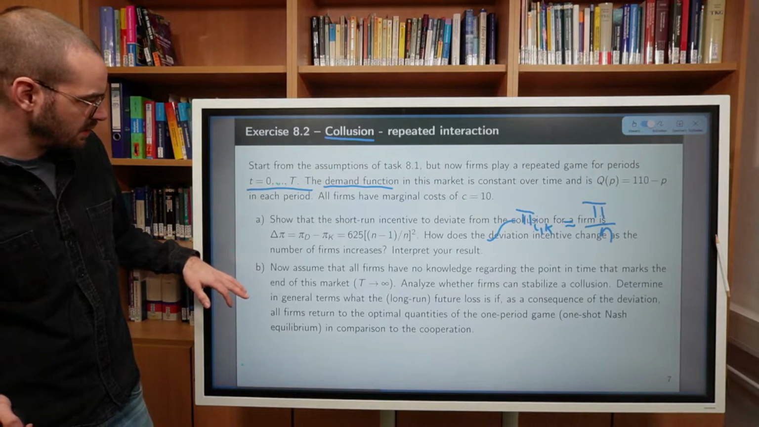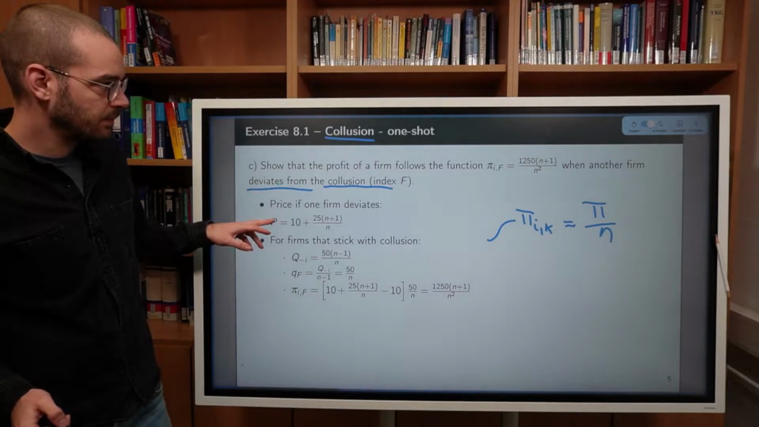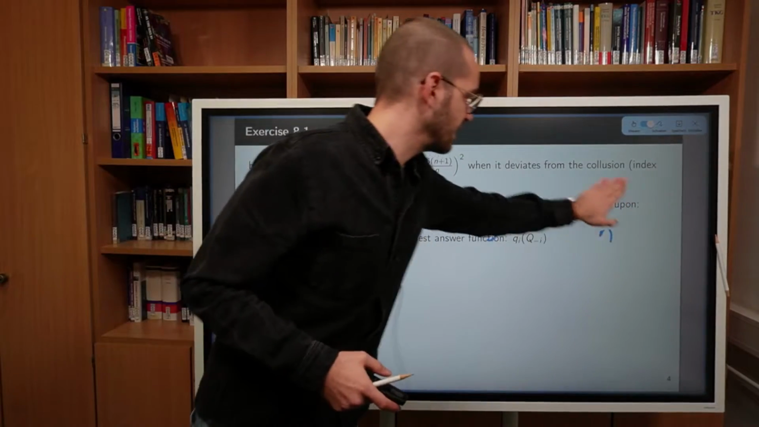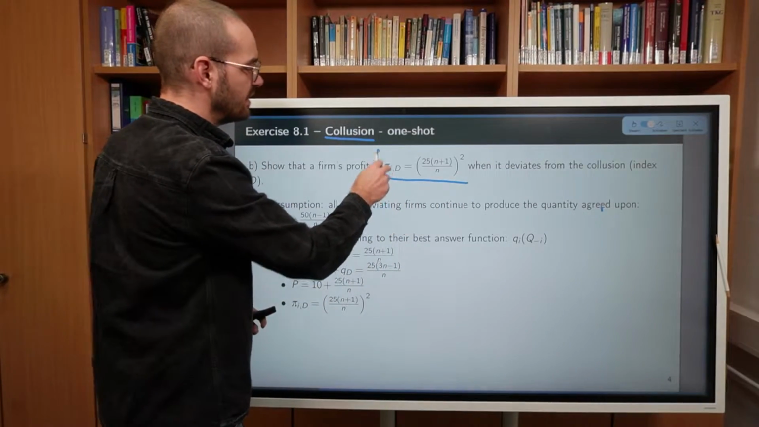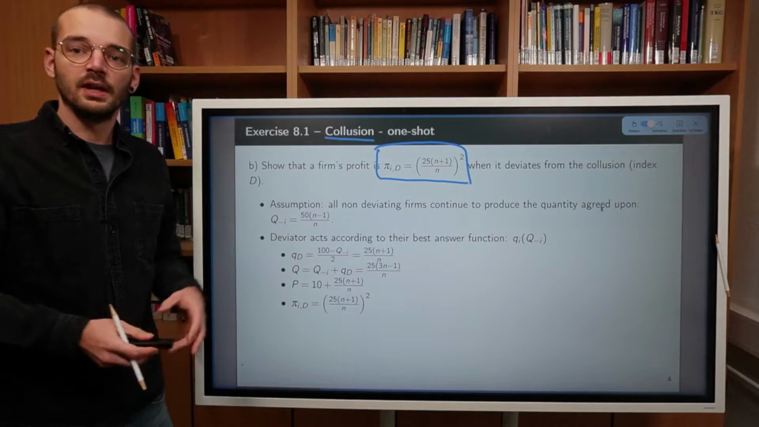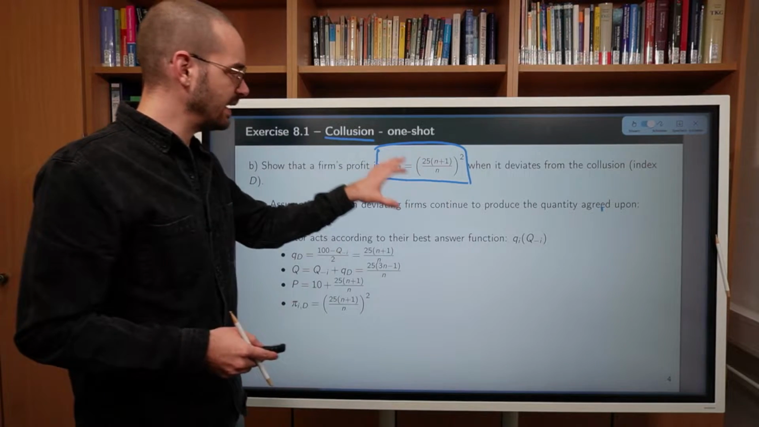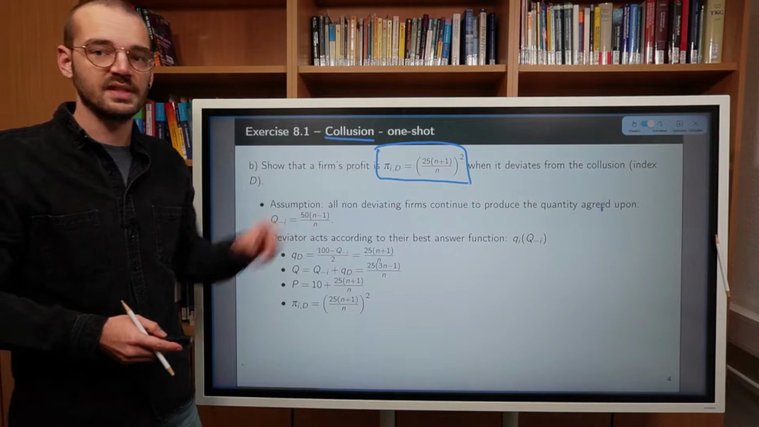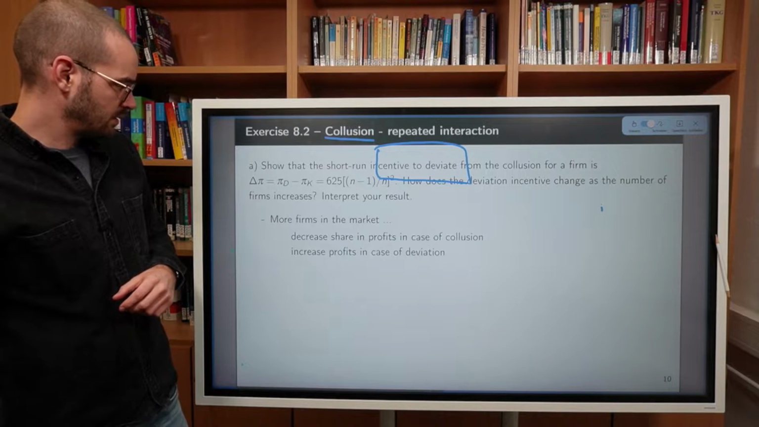Pi d, where do we have it? Right, skipping all the way back to the previous exercise, you already should know the slide. Pi d was over here, and in this, if we were to calculate the derivative, we would be able to see that this incentive to deviate increases in the number of firms through this mechanism as well. All right, this is where we were.